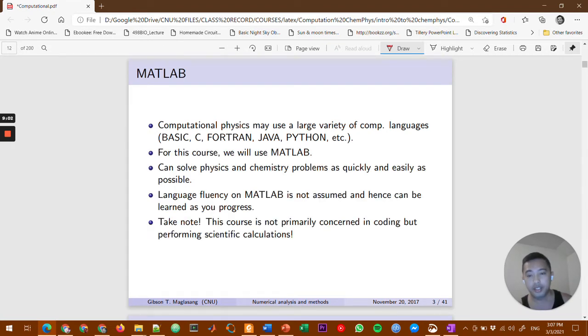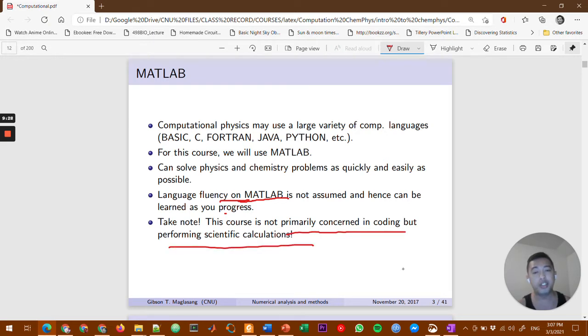Okay? So language fluency is not required. So it is not required or assumed that you are fluent in MATLAB. You will be able to learn MATLAB as you progress in this course. Okay. So take note also that this course is not primarily concerned with coding, but more with performing calculations. The coding skill will just follow later on, okay, as you practice.